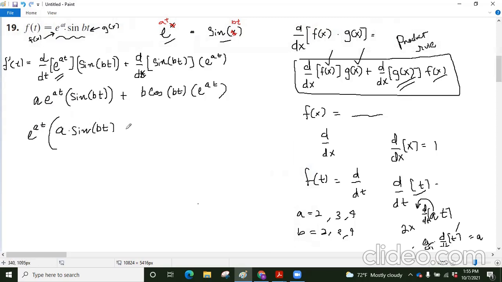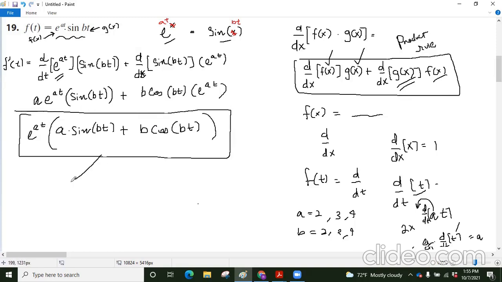These are being multiplied. And then we add that to, so we're going to scrap the e to the at here, because we're sort of factoring out the e to the at. So that's just b cosine of bt. And that is essentially your answer. So the takeaway here is that e to the anything is e to that anything.